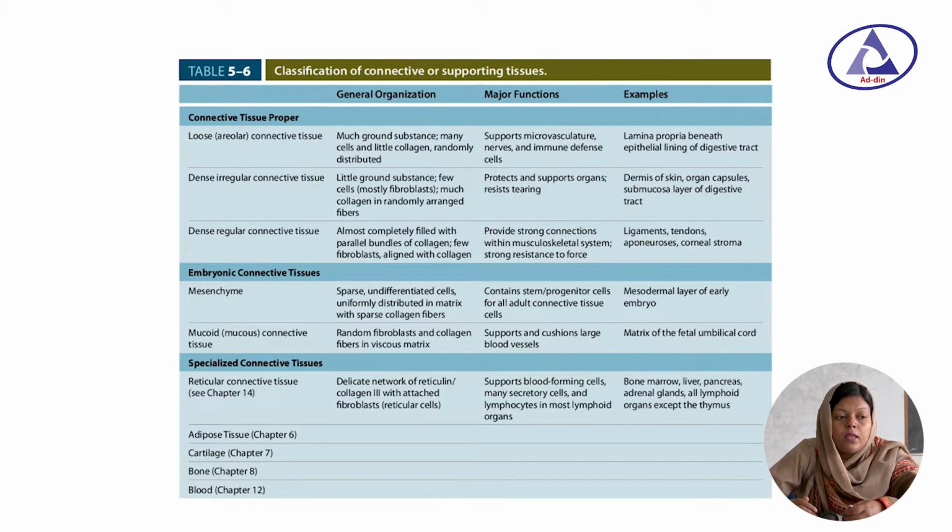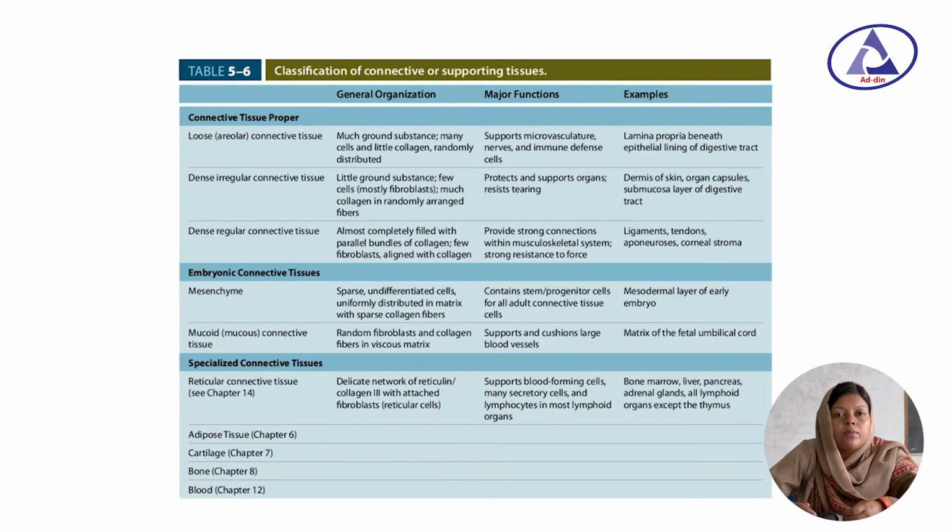What is the function of this classification? It protects and supports the organ and resists tearing. It means it helps protect from tearing. So what is the example? That is the dermis of the skin, capsules of different organs, and the submucosal layer of the digestive tract. That is the dense irregular connective tissue.